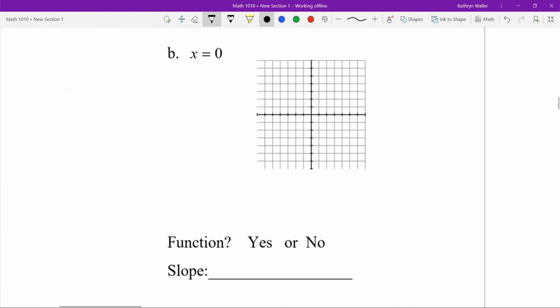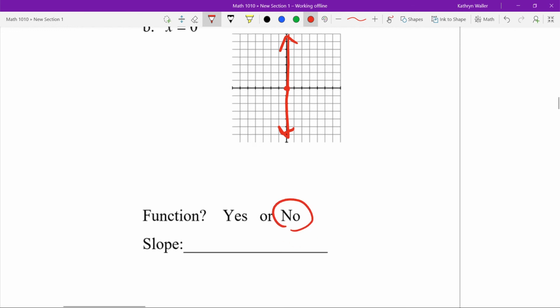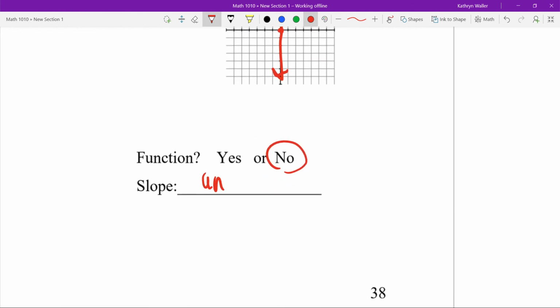Okay, let's do the next one. X equals 0. X equals 0 is here. Everybody in the room, it's supposed to cross the x-axis. So is it this or this? Which one of these crosses the x-axis? This one, right? So it's right there. It's right on top of the y-axis. Who cares? Doesn't matter if it's on top of the y-axis. Is it a function? Everybody tell me yes or no. No. And what's the slope? Talk to me. Undefined. Good.